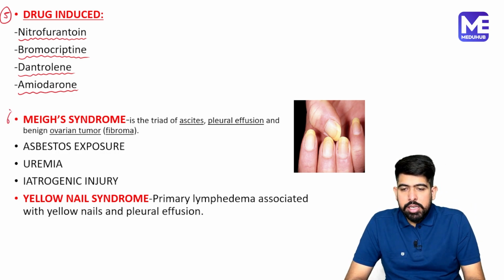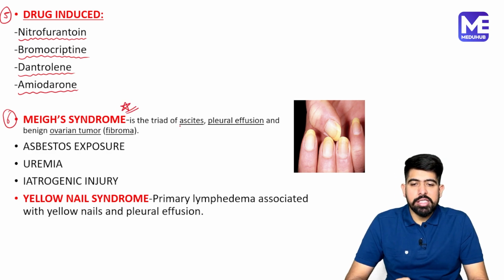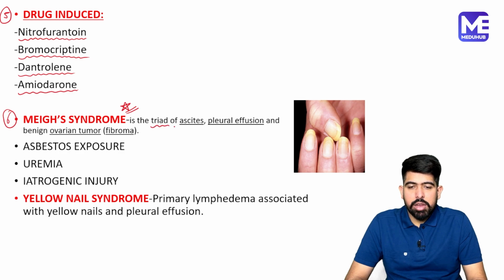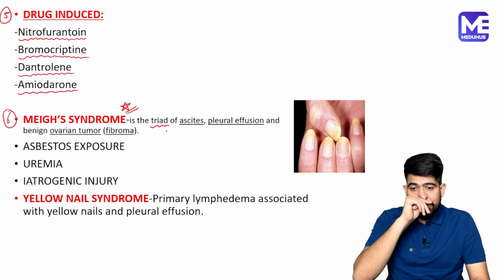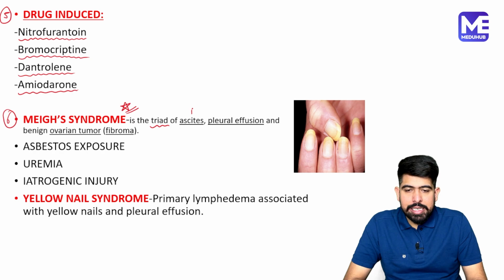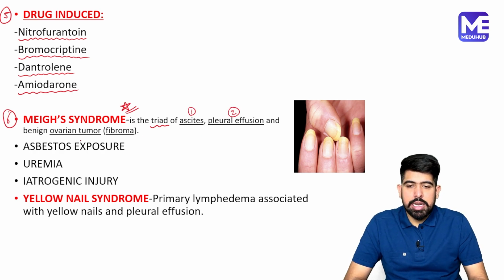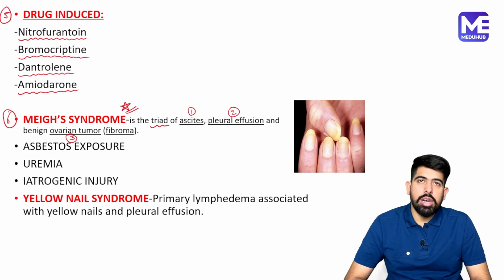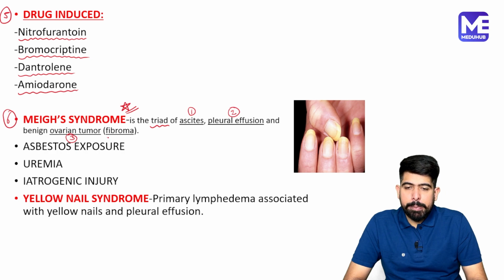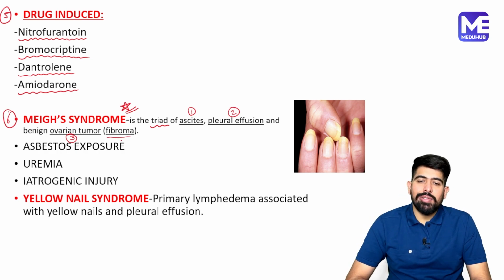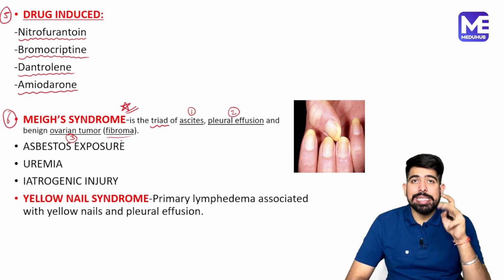The sixth one is about Meigs syndrome. Please remember about it. This is very important for you. In this syndrome, what is it? This is a triad. It means it has three features. The first, it has ascites. The second, it has pleural effusion. And the third, it has a benign ovarian tumor, or we can say a fibroma. So these are the three things in the syndrome.